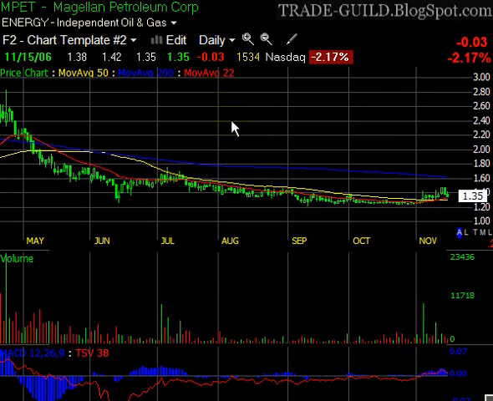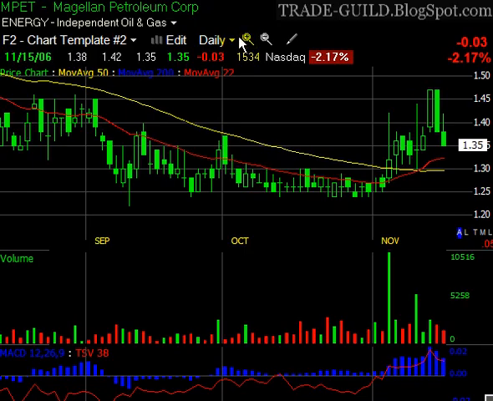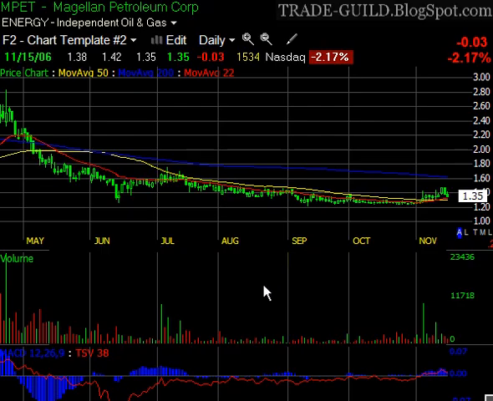Here's MPET, and I've featured this on the blog over, I don't know, the last week or two. And we've got some really nice volume over here. I really like the way that this base is coming together, and it's forming in here with this rounding bottom over here. You can see it, and it's a real big base. I'd like to see that. I think oil and gas energy is going to make another run. I'm not sure if they're going to hit all-time highs again, but I certainly think it's going to make another run here.